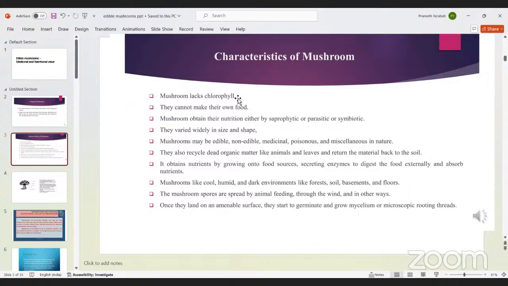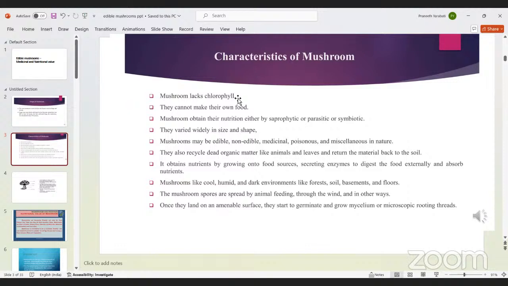Some are smaller in size, and the color also varies in mushrooms. Some are white or some brownish. So different colors and shapes. Mushrooms may be edible or non-edible, or some are medicinally important, and some are poisonous mushrooms also. And some are miscellaneous in nature. So mushrooms may be edible or non-edible, and some are medicinally important, medicinal mushrooms. Some poisonous mushrooms are also there.